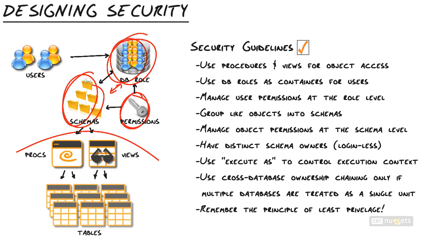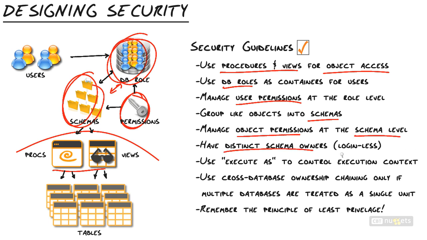Document what roles you need, document what objects belong in what schemas, and that way we can be good engineers and measure twice and cut once. Some great guidelines to follow here are: use procedures and views for your object access, just like we're doing here. Use database roles as containers for users, and also application roles. If users are only accessing your database through an application, then create an application role and assign them to that. That way you never have to give them explicit access to our servers. Also, manage user permissions, as we saw, at the role level. Group like objects into schemas, and then manage object permissions at the schema level.